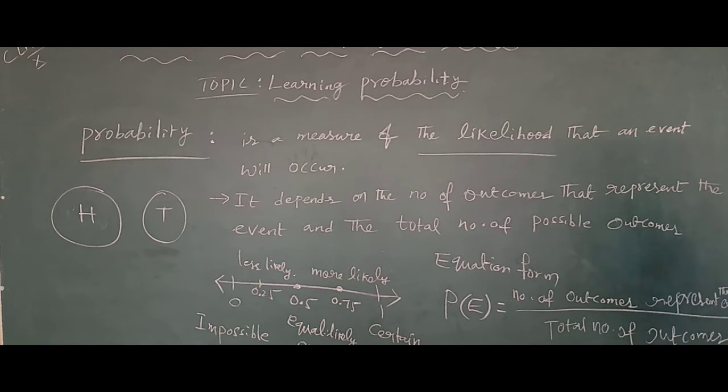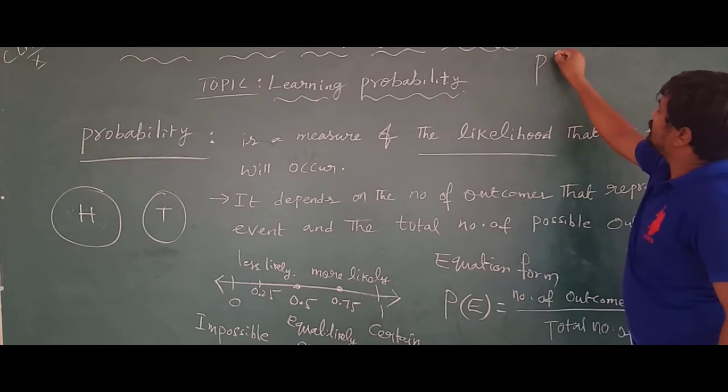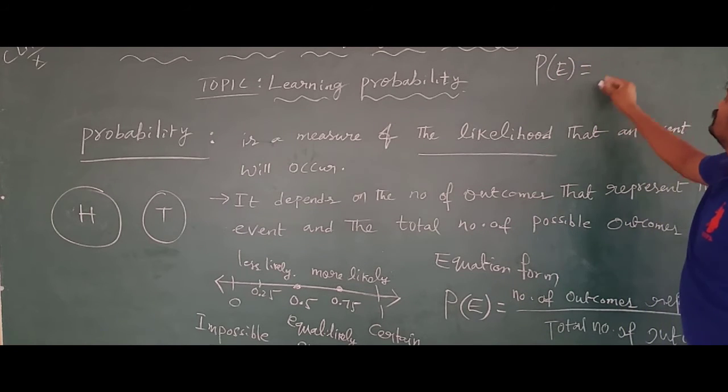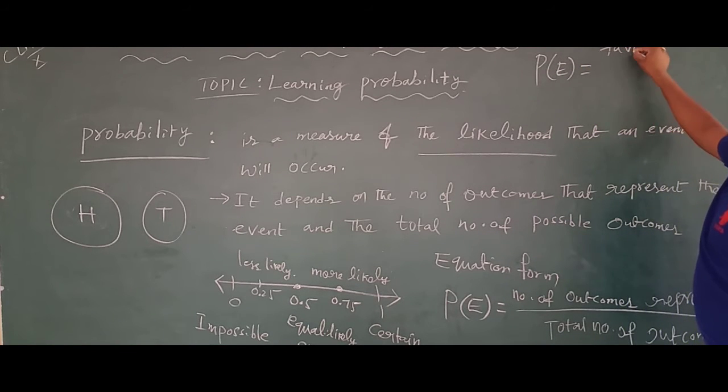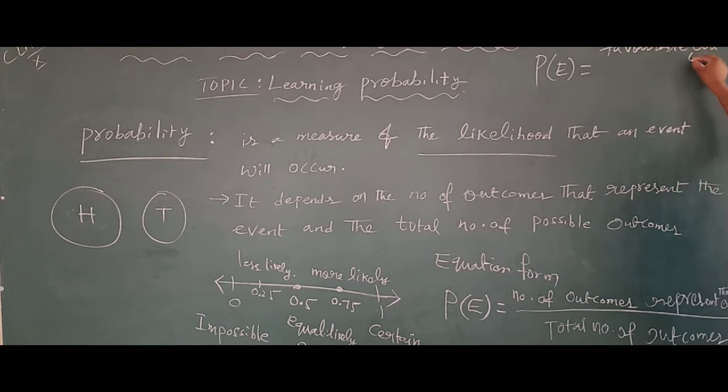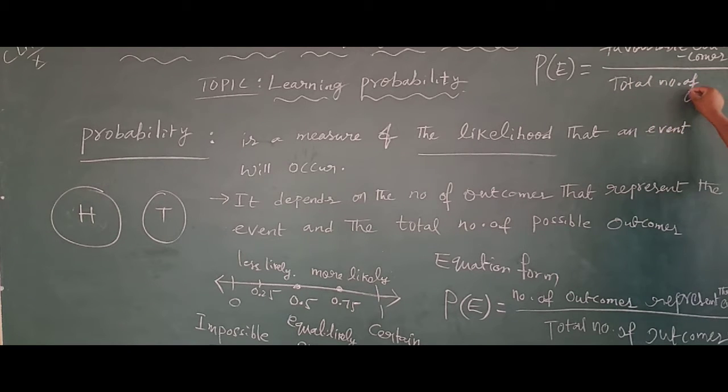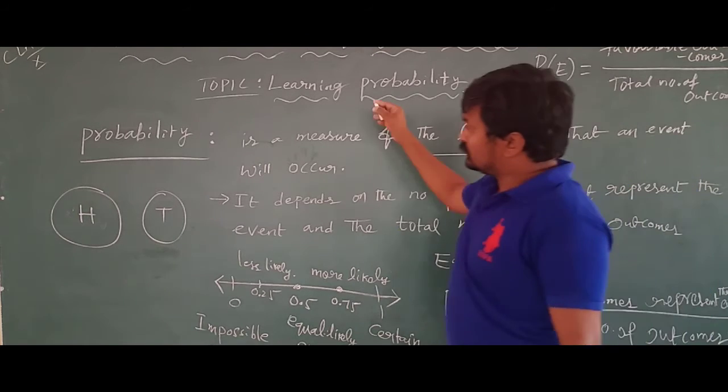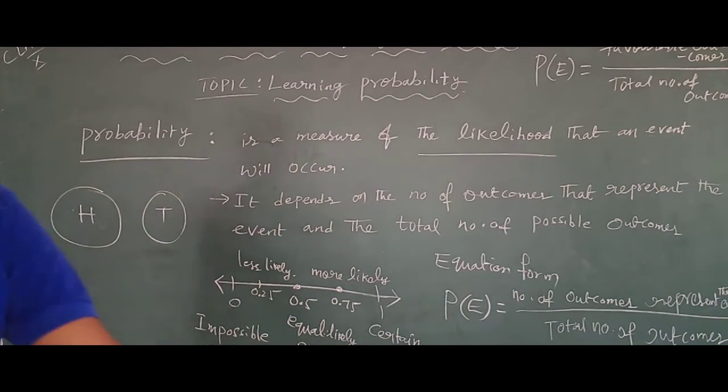This is your equation form, and not only that, we can write it in another form, that is P of E is equal to favorable outcomes upon total number of outcomes. You are familiar with this, I think so. So favorable outcomes upon total number of outcomes.